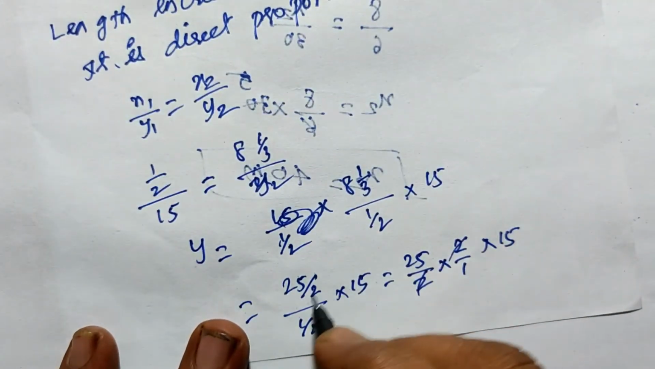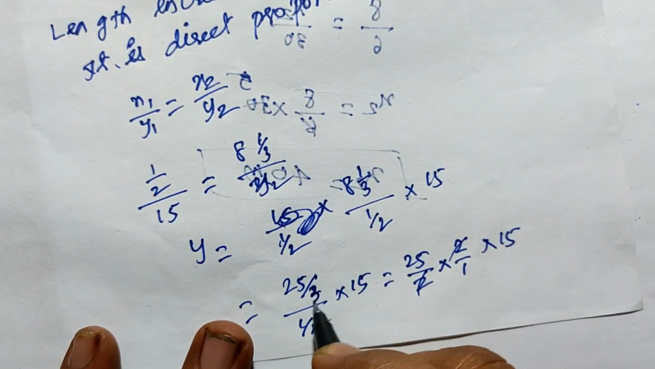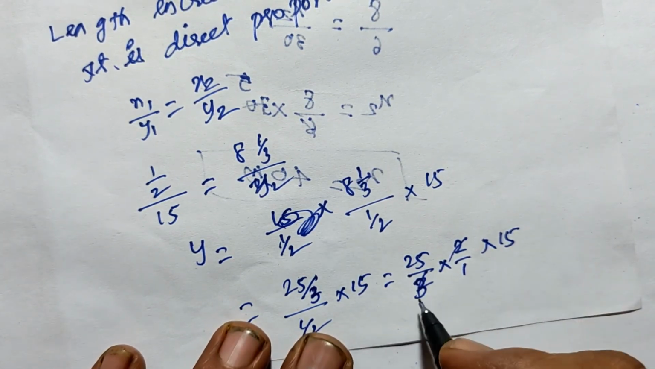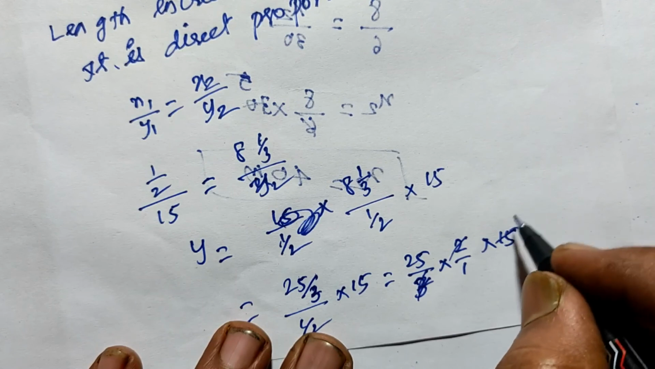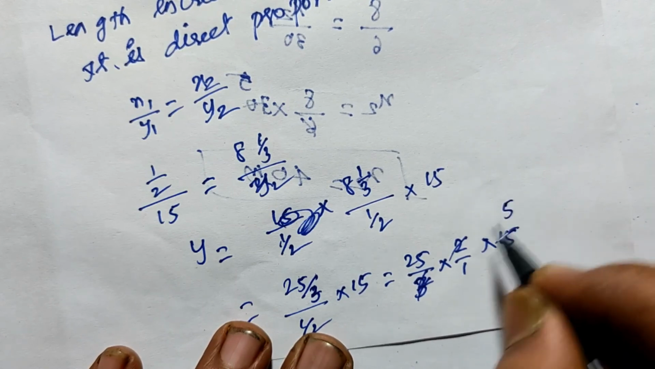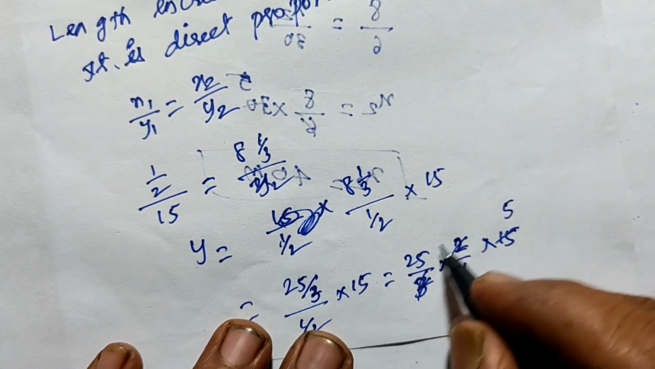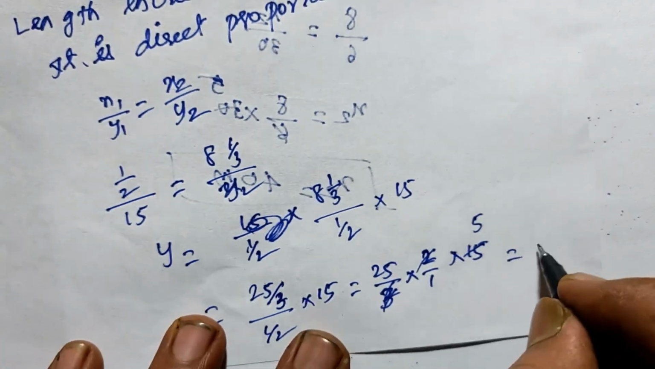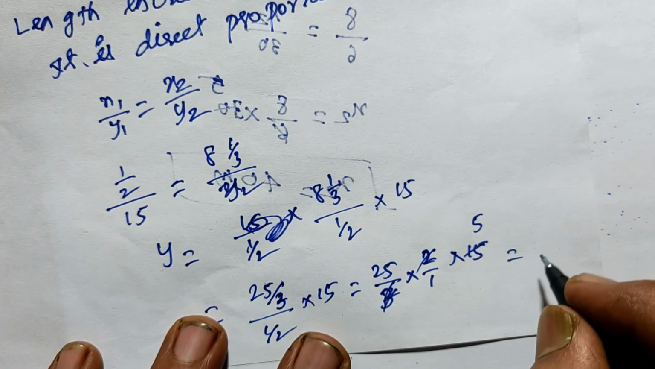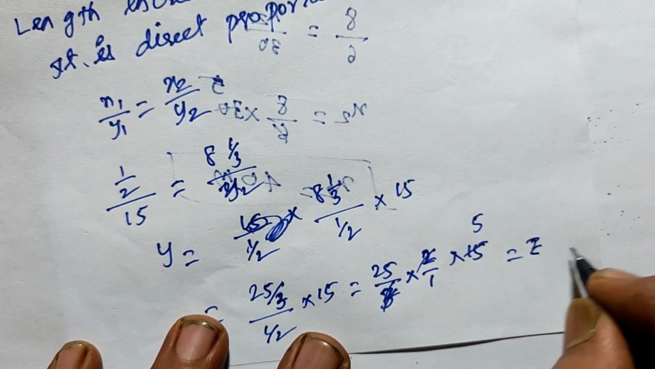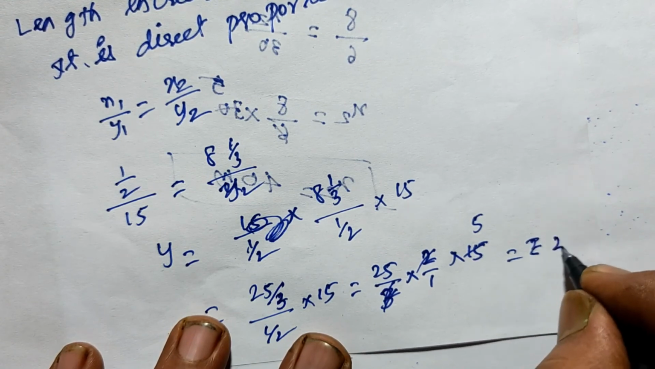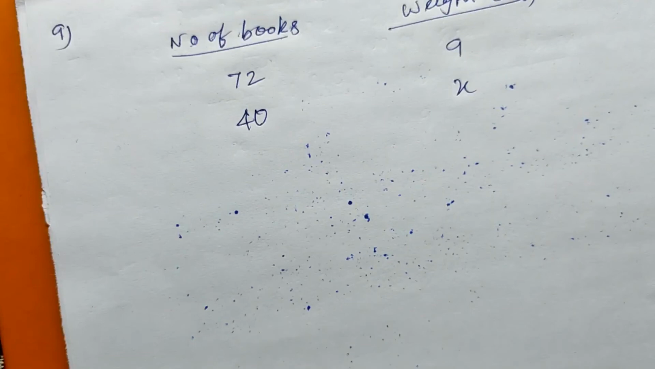Sorry, 1/3, that is 25/3. So if we cancel this with this, how much? 5 times, and this 2 stays as it is. So what is that? 50 into 5, how much? 250. What is that? 250 rupees. 250. Right. Next.